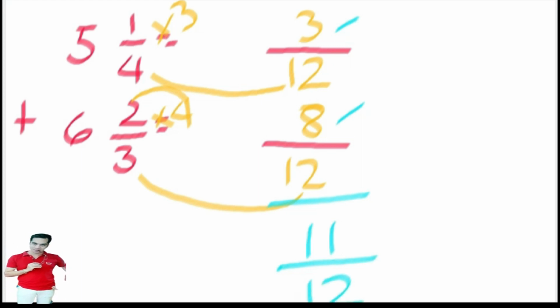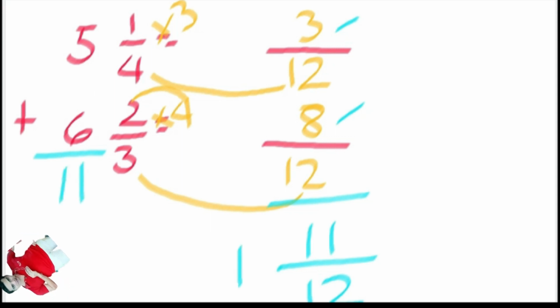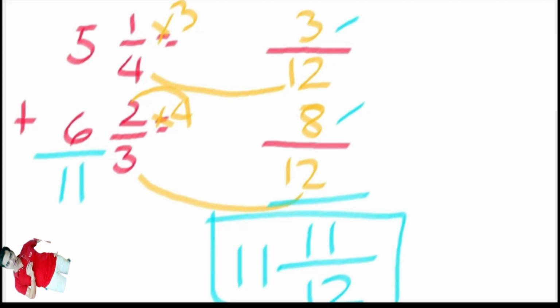Okay, so yung 11 at saka 12 po, hindi na po natin sa pwedeng i-reduce sa lowest term. Then, we are going to add the whole number. 5 plus 6, the answer is 11. So, just write 11 at the middle of 11 and 12. So, the final answer is 11 and 11 over 12.